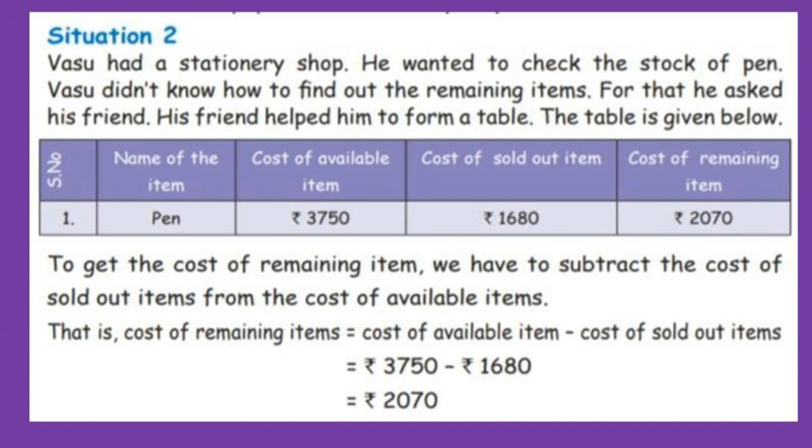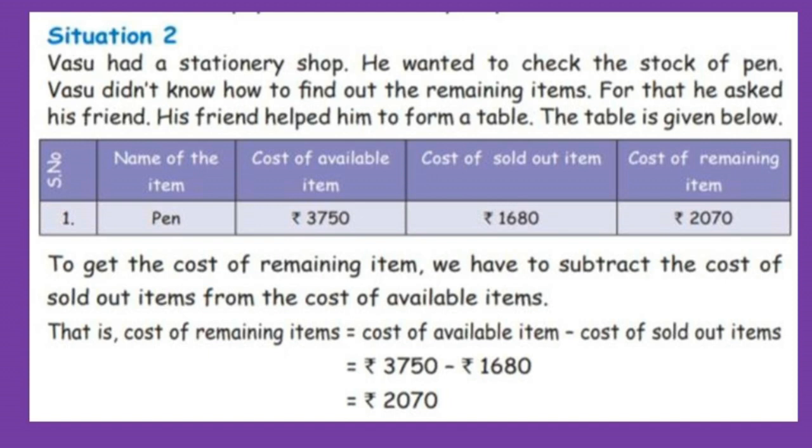Vasu had a stationery shop. Stationery shop means pens, pencils, notebooks, whatever things are needed for school and other uses. It is called a stationery shop. He wanted to check the stock list of the pen. Vasu did not know how to find the remaining items, so he asked his friends. His friend helped him with a table. Let us see the table now.